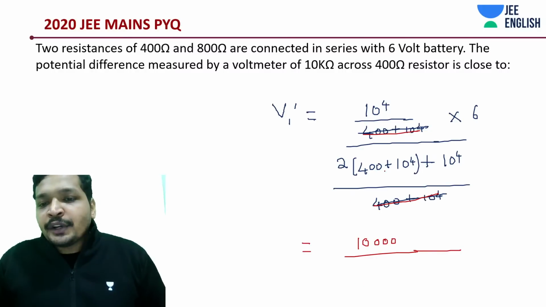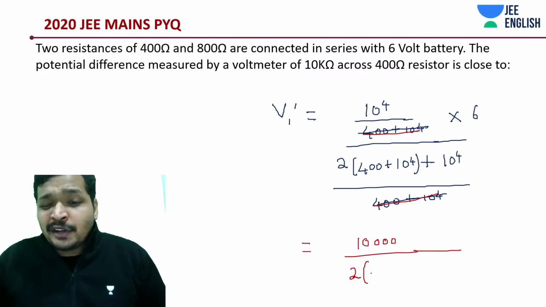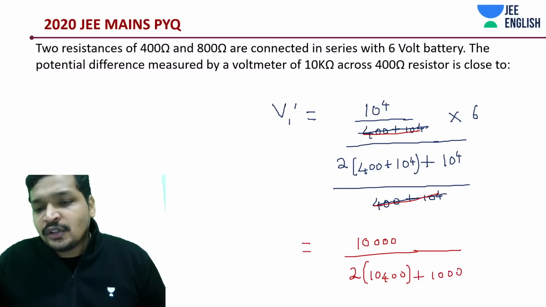So yeah, this is going to be 400 plus 10,000. That's going to be how much? I'm just going to keep the 2 as it is, and I'm going to say 400 plus 10,000 is 10,400, which means we can only cancel out two zeros, not all the zeros. So I'm going to cancel out two zeros. Two zeros over here, two zeros over here, two zeros over here.